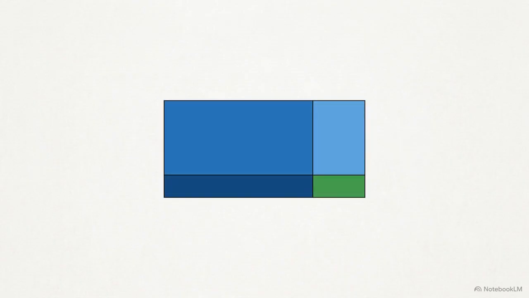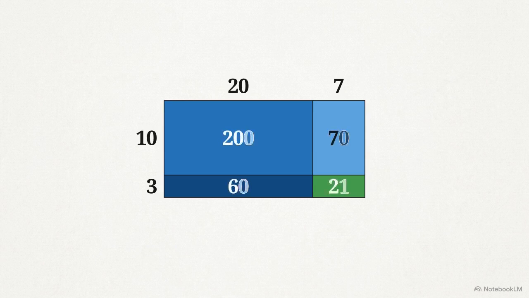To see why these 4 parts matter, we can use the array model. We draw a rectangle divided into lengths of 20 and 7, and widths of 10 and 3, creating 4 distinct quadrants. We calculate the area of each quadrant to get 200, 70, 60, and 21. When these 4 blocks merge, we see the total is 351.